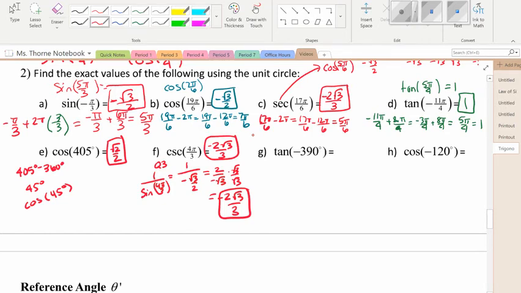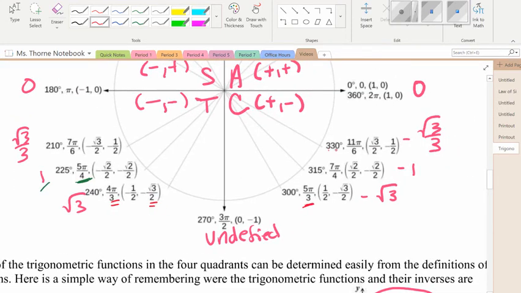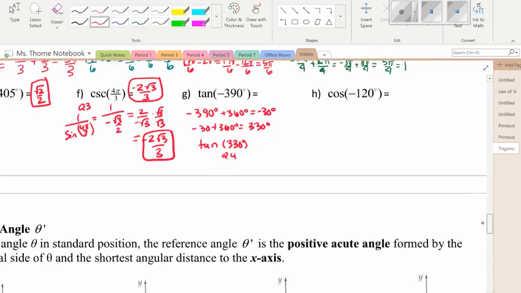Tangent of negative 390 degrees. Since it's not between 0 and 2 pi, we need to add 360 to make it so that it is. When we add 360, we get negative 30 degrees. That means we need to add another 360 degrees so that it's between 0 and 2 pi. That gives us 330 degrees. So the tangent of 330 degrees, which is in quadrant 4, gives us our solution. And we know from our unit circle that in quadrant 4, the tangent of 330 is negative root 3 over 3.